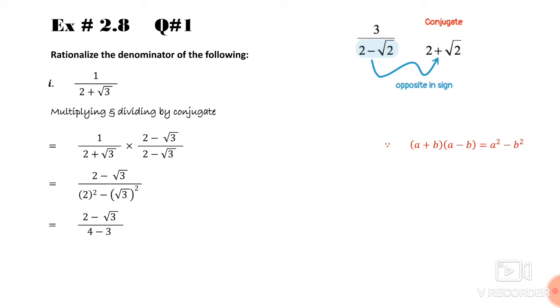And in the denominator, square of 2 is 4. Square of square root of 3 is just 3. So 4 minus 3 is 1 in the denominator, which we do not write. We have rationalized the given question, and the answer is 2 minus root 3.